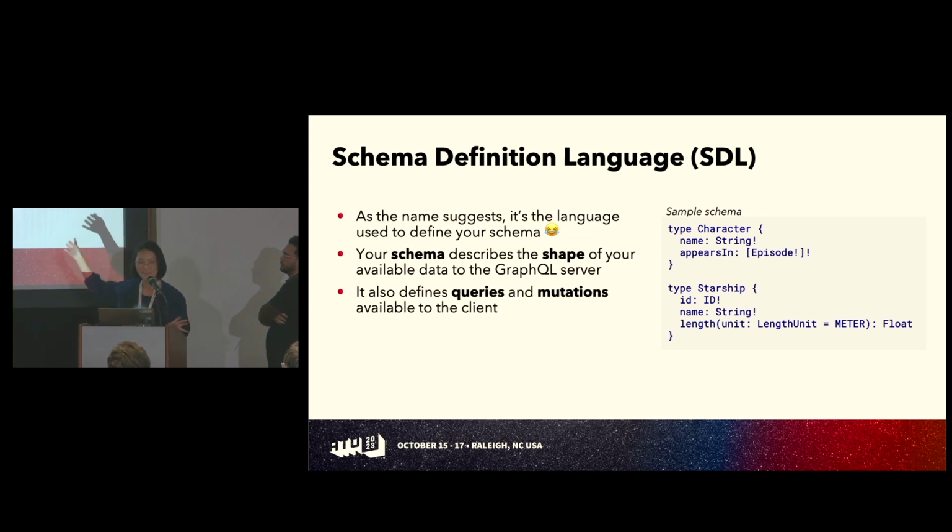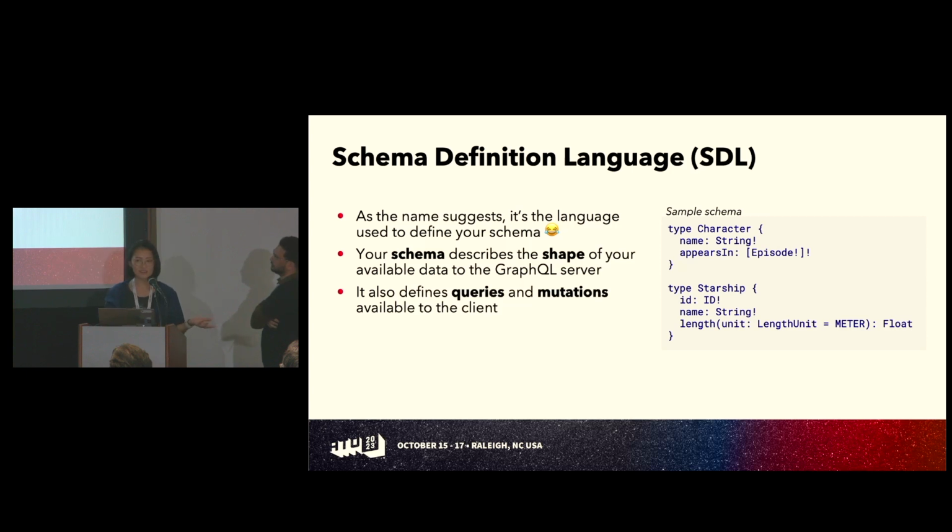On the right side, you can see what a sample schema looks like. I'm defining the type character, right? Following the same example as before from Star Wars. I'm basically saying here I have a non-nullable string in the name field, and then I have a non-nullable list. The appears in field after that is the non-nullable array of non-nullable episode types. An episode similarly would be defined in your schema. Underneath it, Starship is similar, and there's actually an argument there with a default value that you can see in action. So this is what a very small sample schema would look like.